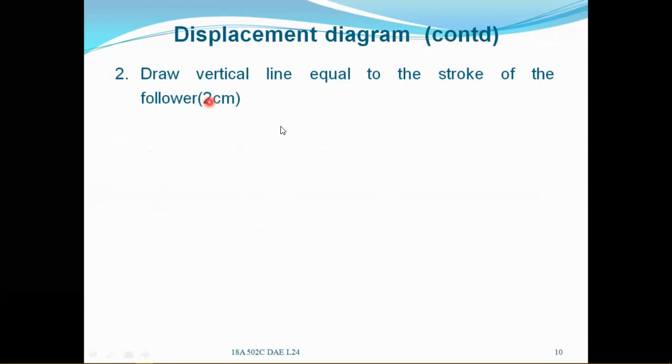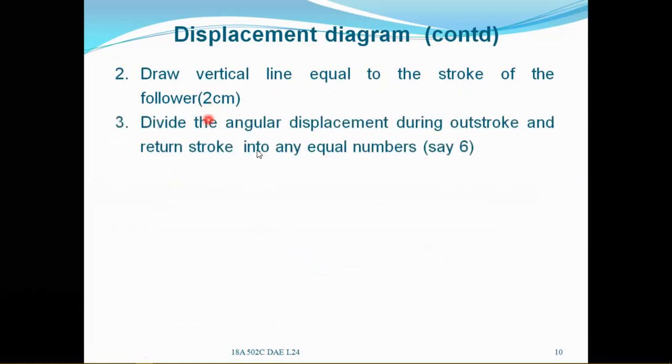And draw a vertical line equal to the stroke of the follower in the y-axis, that is 2 centimeters, and divide the angular displacement during the outstroke and return stroke into any equal number of parts. So let it be 6, or you can also take 4 or 8 or 10, whatever it is.